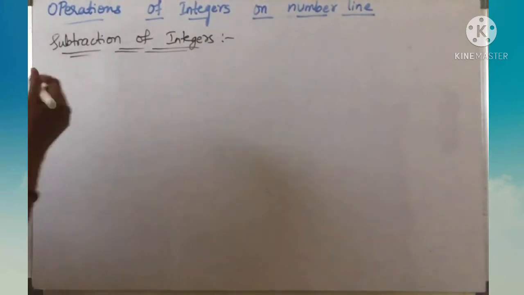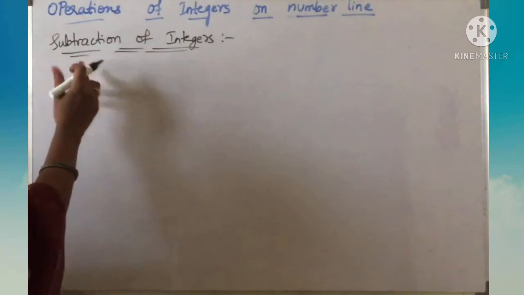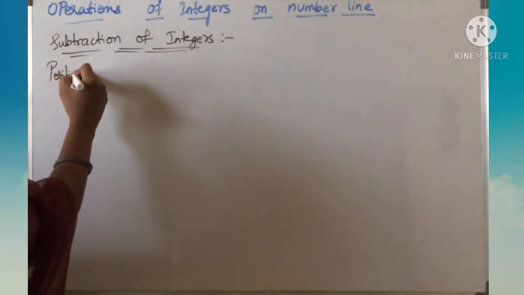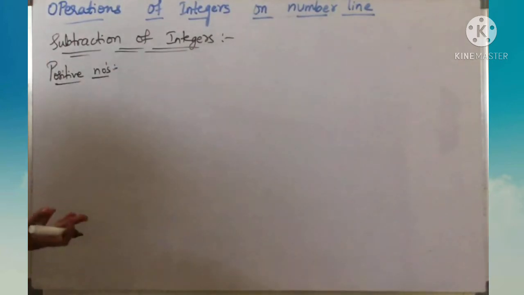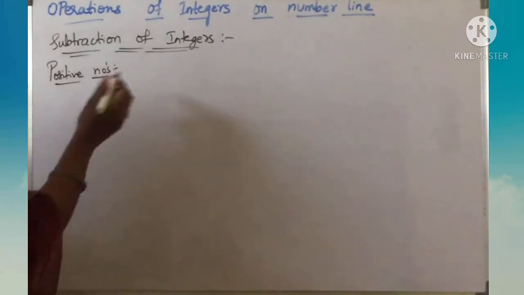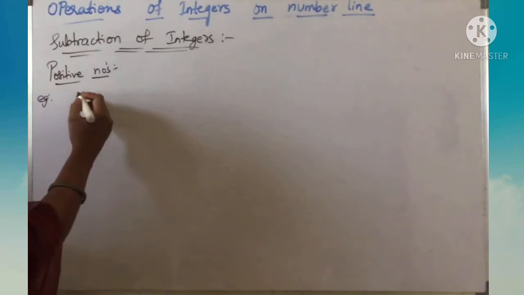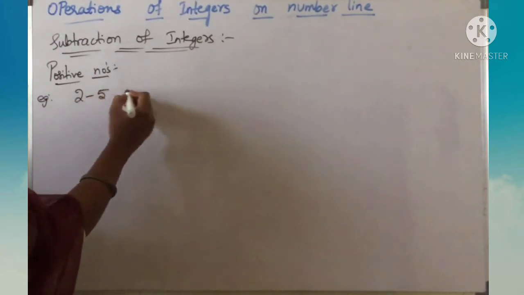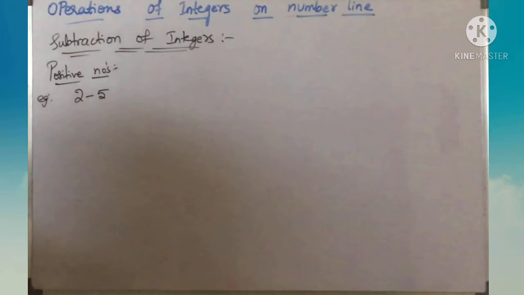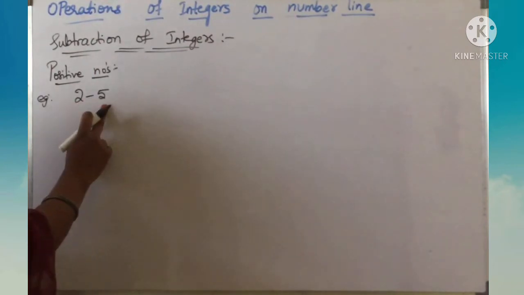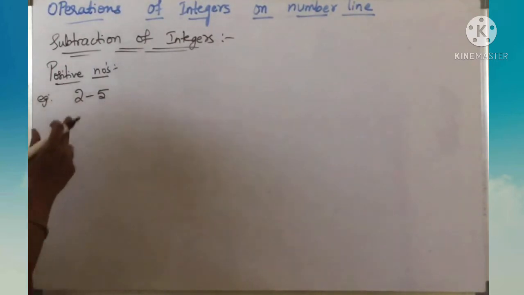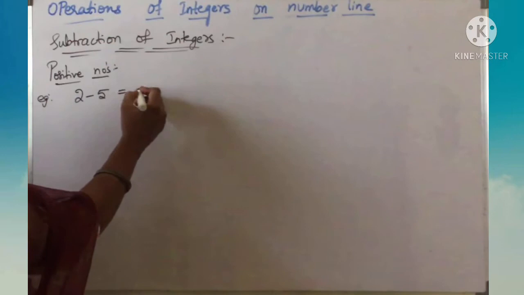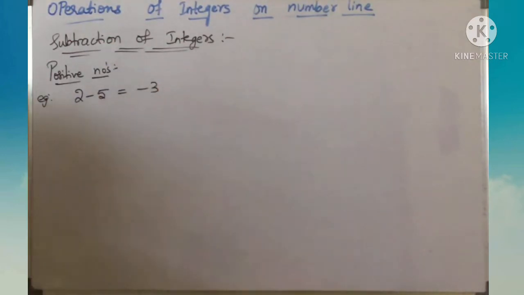Now we are going to discuss subtraction of integers. In subtraction of integers, first we will do about positive numbers. Okay, children. So when we subtract two positive numbers, what you will do? You move to the left as far as the values of the second number, right? So example, 2 minus 5. Here the first number is 2 and the second number is 5 and both are positive. Here we are subtracting two positive numbers. And here you know 2 minus 5 is how much? You know the answer? It is minus 3, right?